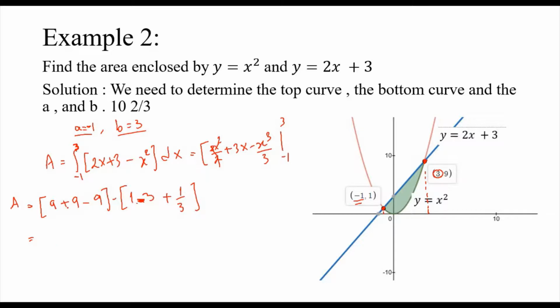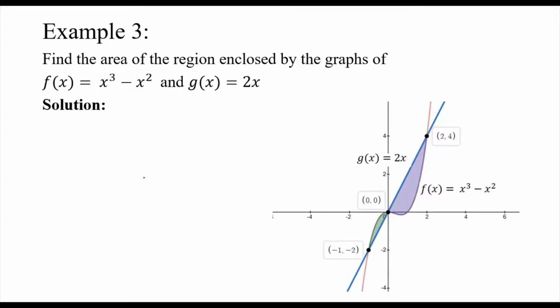So this will be equal to 9 minus 1 minus 3 is negative 2, plus 1/3 is negative 5 over 3, which is equal to, the area is equal to 9 plus 5 over 3. That is 27 plus 5 over 3, 32 over 3, which is equal to 10 2/3 square units. Let's look at another example.